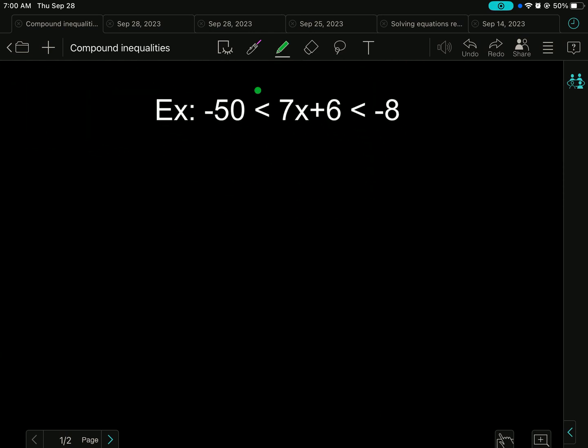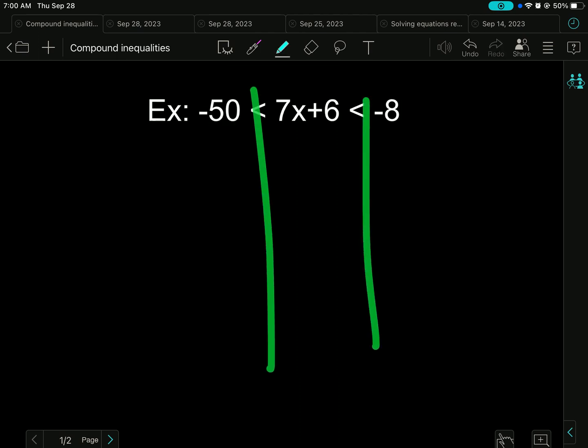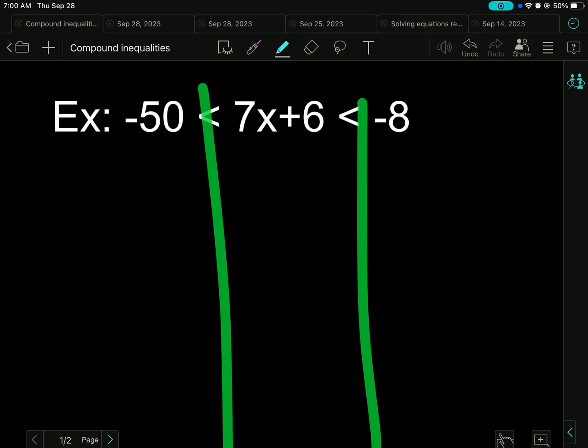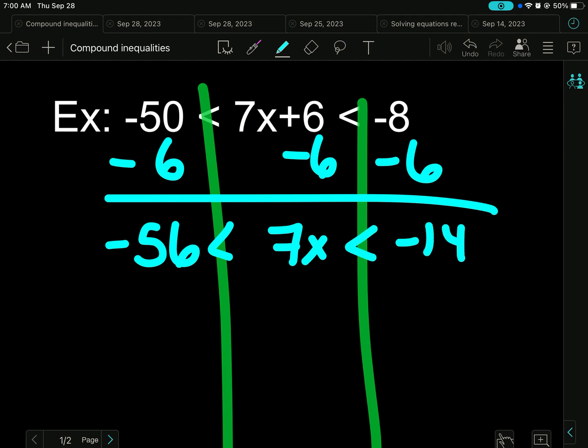Let's do a two-step one. Again, nothing's going to change about this. I'm going to say, what is stopping x from being by itself? So I'm going to subtract that 6 because we're going to still follow backwards PEMDAS. So we get -56 is less than 7x, which is less than -14.